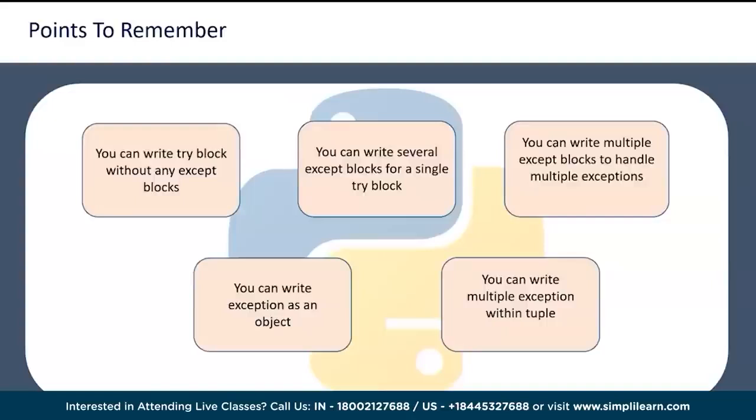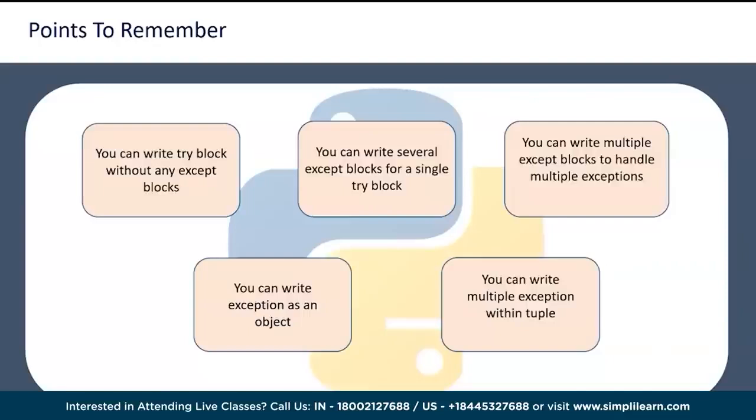Now, what are the points to remember? These are very important points which you should consider. You can write a try block without any except block. So it's not essential that you always put an except block, or you can write several except blocks for a single try. You might be expecting a null pointer exception, a divide by zero exception, or an incorrect variable naming exception. So you can start off with one try, but have different except blocks to capture these different kinds of exceptions and throw a relevant, meaningful error per except block.